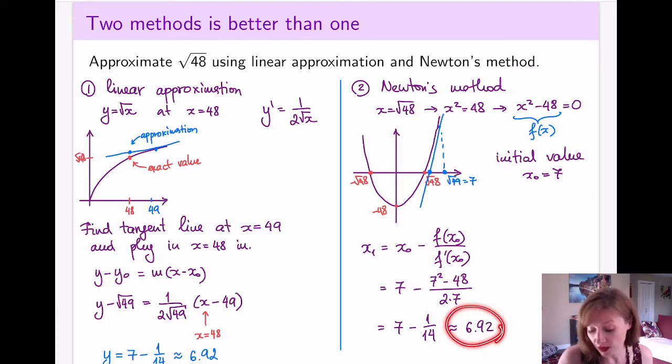With Newton's method, this is the first value it produces, and I can feed this value through the algorithm again in order for me to get a better approximation of root of 48 still. So please take a look at these methods side by side so you can really see how the setups are quite different, even though the ultimate goal of approximation is the same.